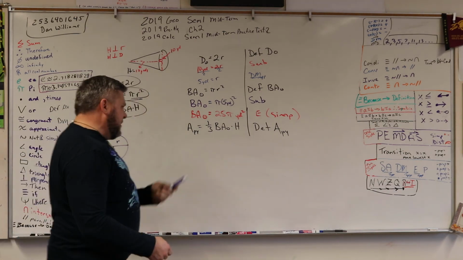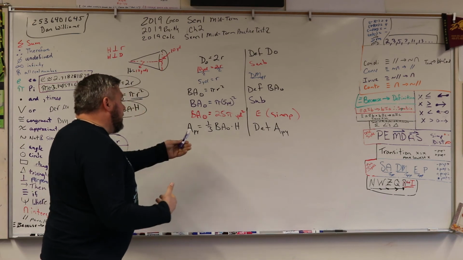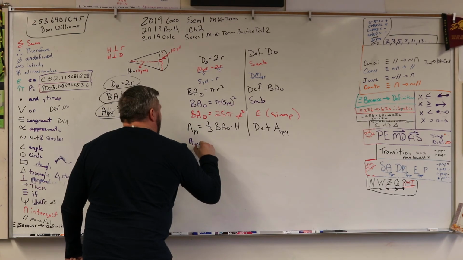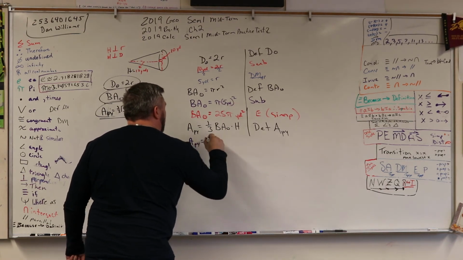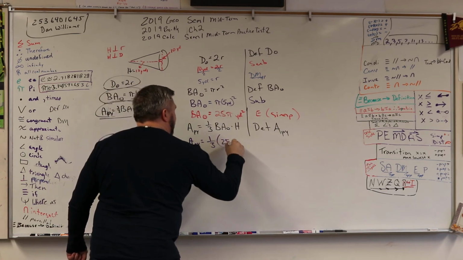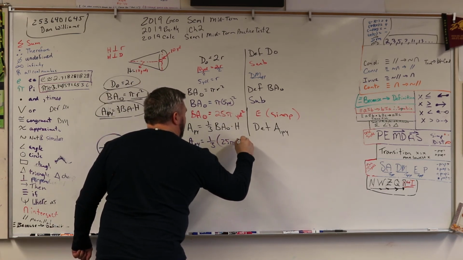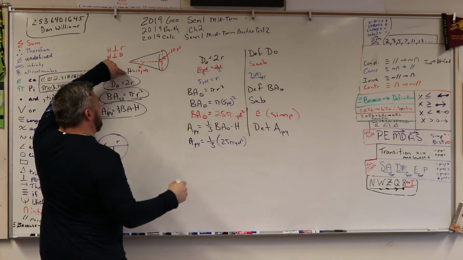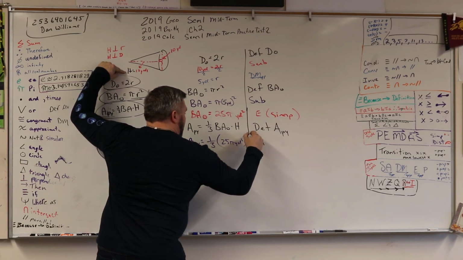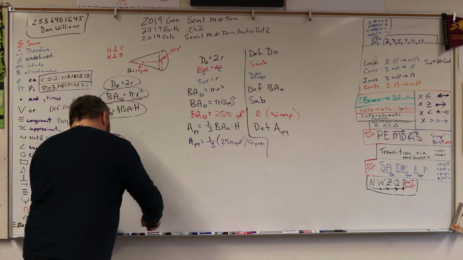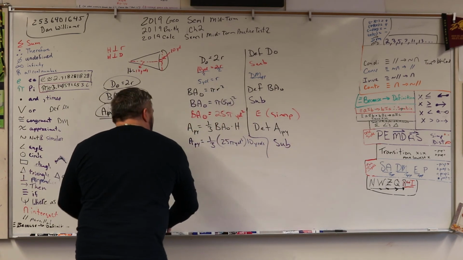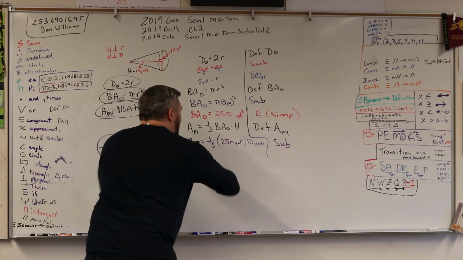We're not done, are we? All right, next. What's next? Plug it in, right? The area of the pyramid is equal to 1/3. What's the base area? 25 pi yards squared. And the height? 10 yards. All right. We're almost there, almost there. And that is substitution. And then let's just finish it up.